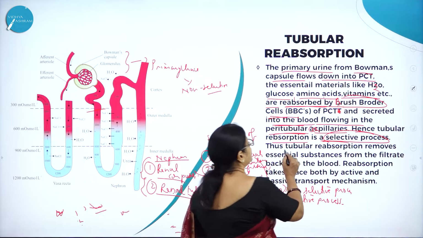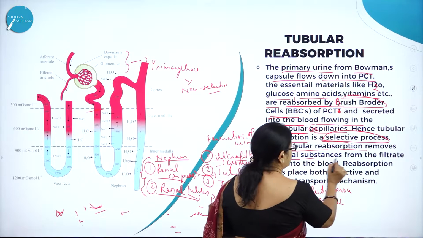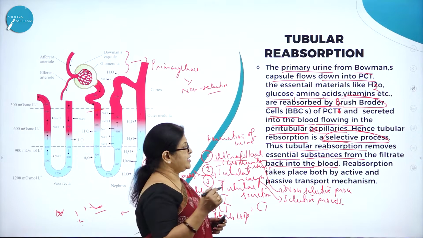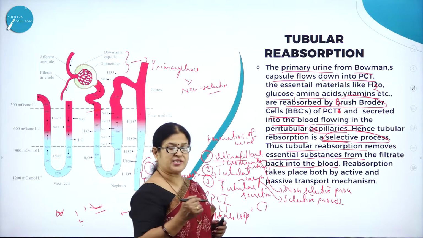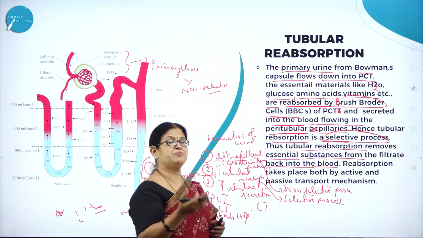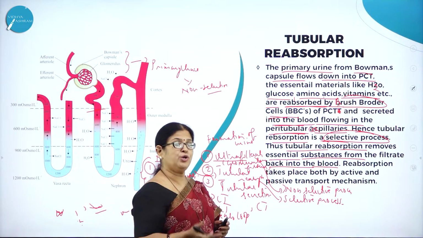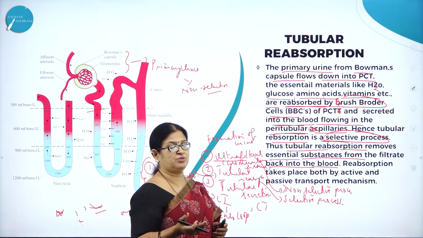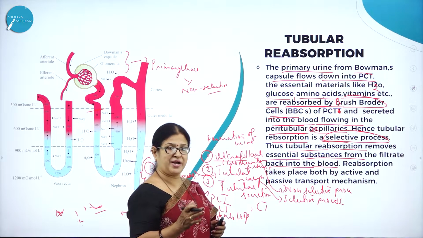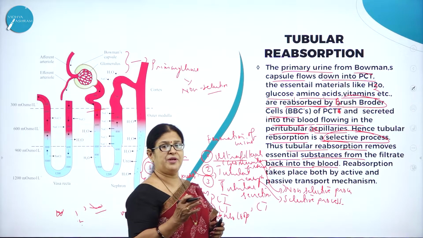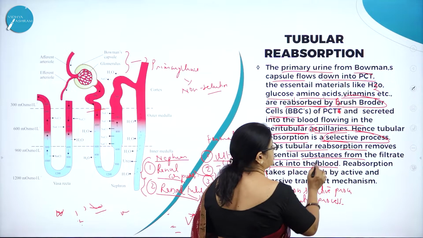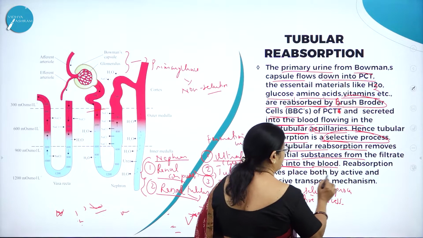Thus, tubular reabsorption removes essential substances from the filtrate back into the blood, because the important essential substances should not be eliminated through the urine. They have to be reabsorbed by the blood, because only urea and a little amount of water has to pass out through urine, while the essential substances have to be retained in the blood. That process is done by the peritubular capillaries.